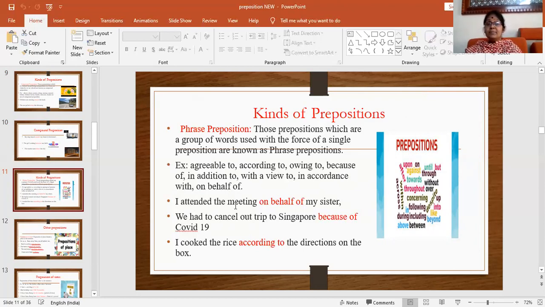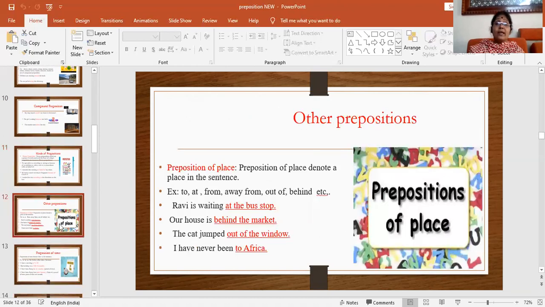Now let us see how we can use these prepositions in a sentence. I attended the meeting on behalf of my sister. So on behalf of is a phrase preposition, right? We had to cancel our trip to Singapore because of COVID-19. Because of is your phrase preposition, right? I cooked the rice according to the directions on the book. According to is the phrase preposition, right? Now, let us look at some more examples. So these are phrase prepositions, right?